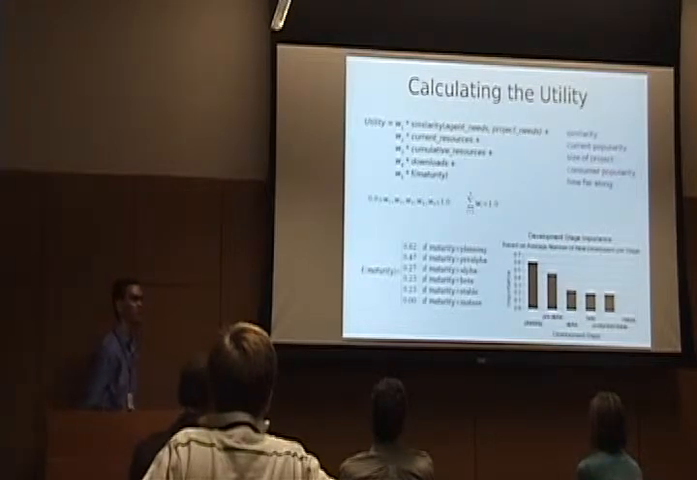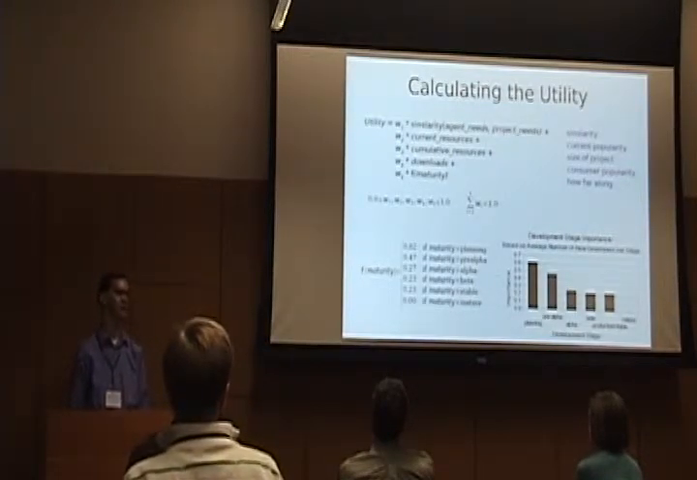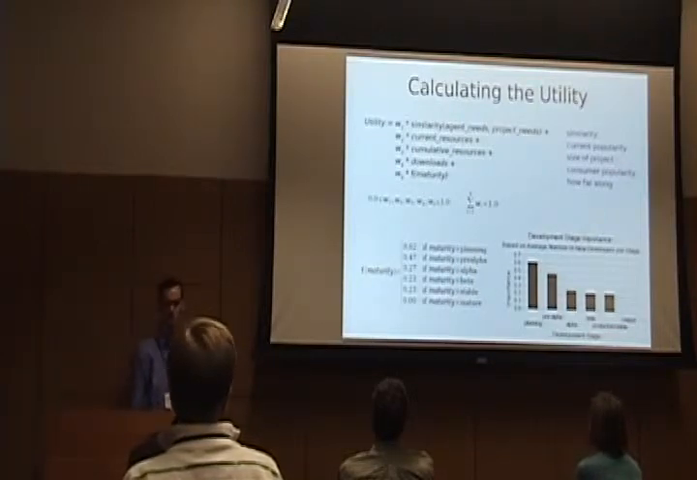So agents have to calculate some level of utility for each project. I've shown you a utility function there. This is basically a guess of what is important to agents when they are selecting projects. The first term says how similar does the project have to be to the agent? How close do the interests have to match?